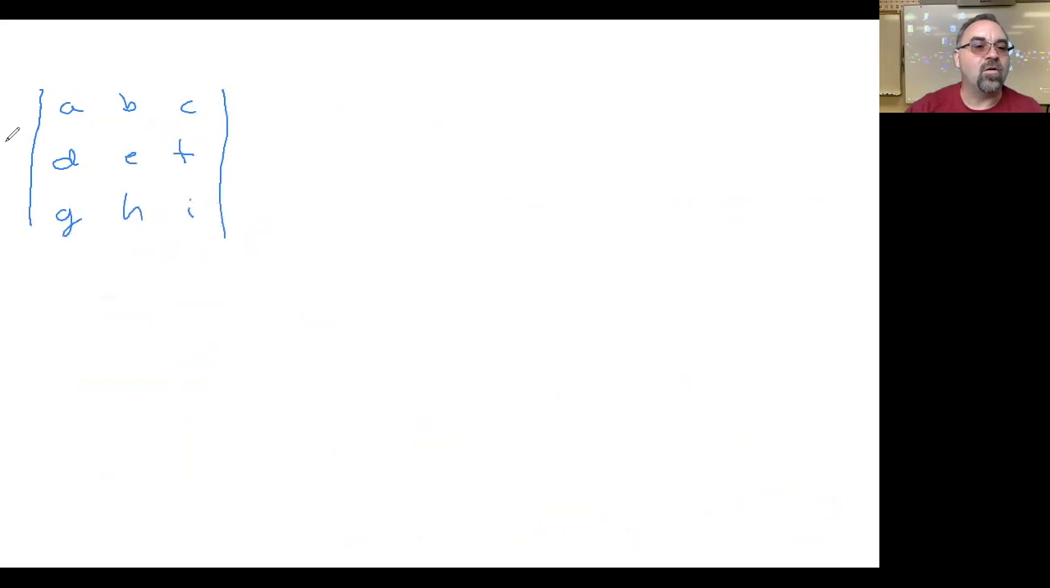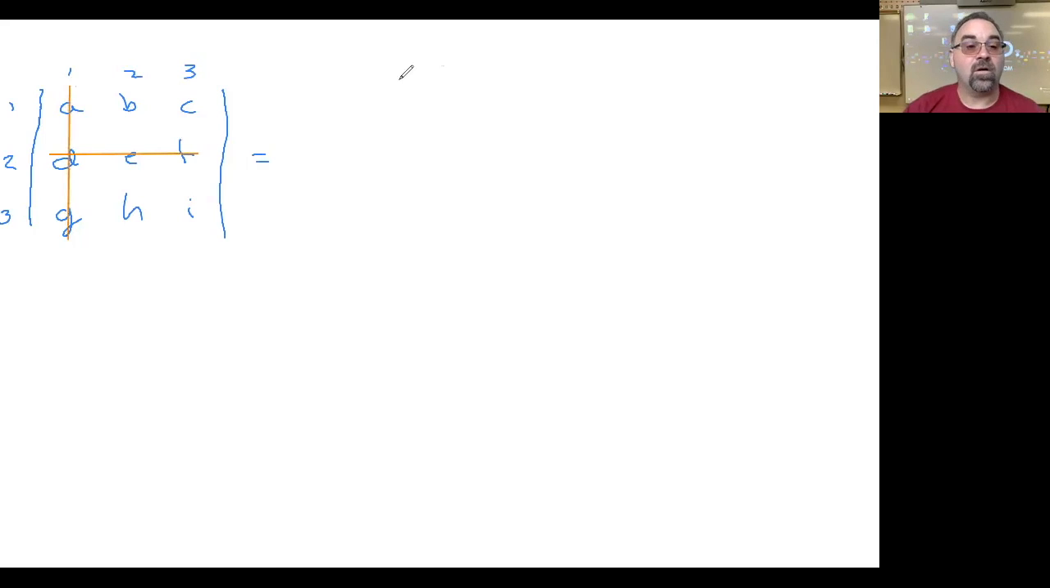Because remember, this is row 1, row 2, row 3, column 1, column 2, column 3. And this time, let's do a different minor. Let's do the middle row minors. Why not? So I'm going to, oh, what color? Orange, sure. I'm going to do this row. And so I'm going to start out with the first minor, which is the minor for D.